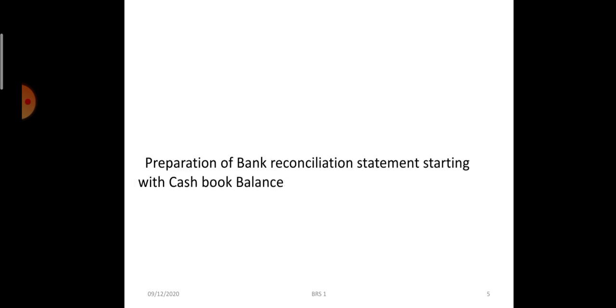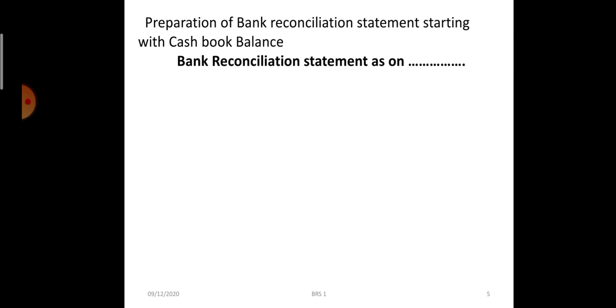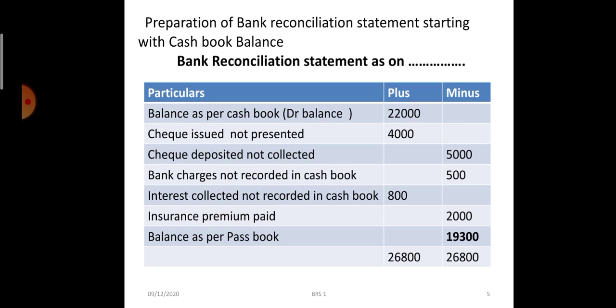Let's understand this. The question is on slide number 2. According to that, the balance as per cash book was 22,000. There was one transaction, the check was issued to Reena. Check issued, not presented. So it was deducted from the cash book. To get the passbook balance, we will add 4,000 rupees. Similarly, check deposited: there was a check which we received, we recorded it in the cash book but it was not recorded in passbook, so that 5,000 will be deducted from the cash book balance.